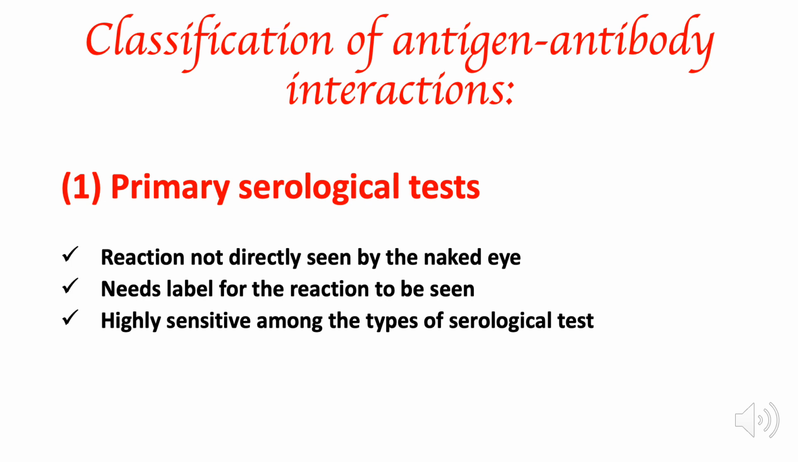But if not, both of them are invisible to the naked eye. So for us to see if the antigen is now bound to the antibody, we need to add labels. So primary serological tests would require the use of labels to make the reaction directly observable. What makes this primary serological test better than that of secondary is that they have higher sensitivity, meaning they can detect even the smallest amount of antigen or antibody present in the sample of the patient.